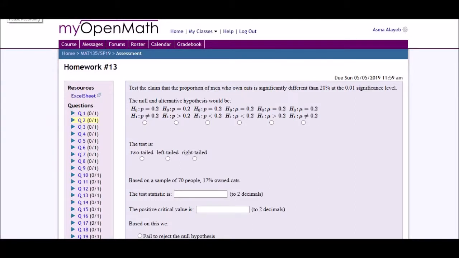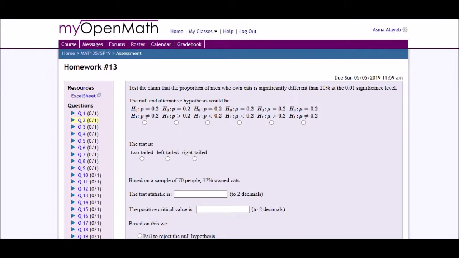Hello students, in this video I will show you how to solve question number 2 from homework number 13, which is the hypothesis testing. The question says, test the claim that the proportion of men who own cats is significantly different than 20% at 0.01 significance level.